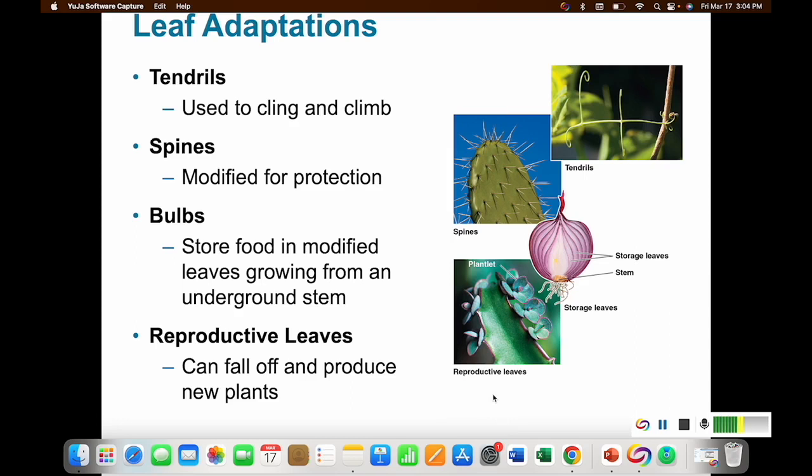There are different adaptations of leaves. One example would be a tendril. Tendrils can wrap and twist around other structures, allowing plants to cling to things and to climb. Spines are leaves that are mainly used for protection. Bulbs are used to store food in modified leaves. Typically, you'll find bulbs growing from an underground stem. And then reproductive leaves, which can fall off and produce new plants.